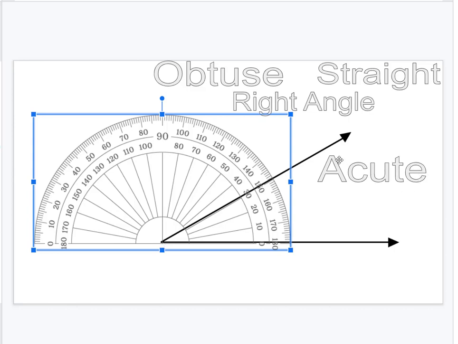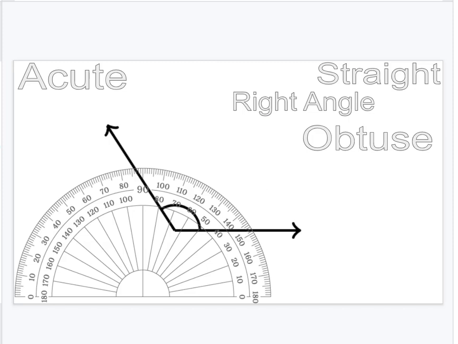Because I'm measuring an acute angle, I need to use the inner scale, not the outer scale, because the outer scale is showing me obtuse measurements. I need to use the inner scale because it's showing me acute measurements. So this angle is around about 30 degrees. Remember, place your center point on the protractor where the two rays meet, and make sure you're labeling what kind of angle it is, and then you know what type of scale to use.